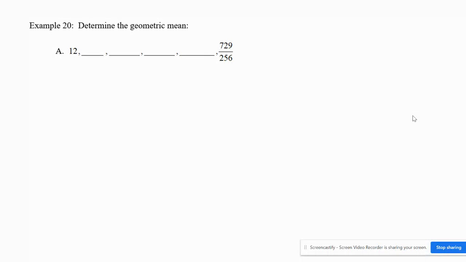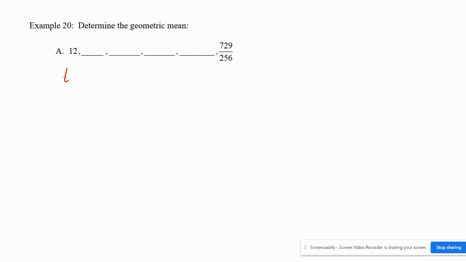Example 20 says determine the geometric mean. Okay, so if you remember from the arithmetic mean, all it means is this is going to be some geometric sequence over here. Here's our first term, here's our last term. I need to figure out what these terms in the middle are.